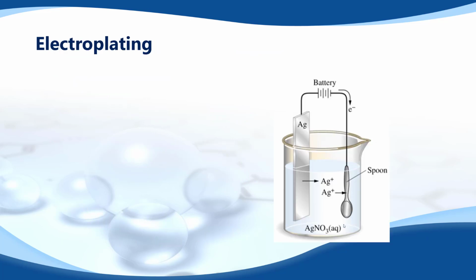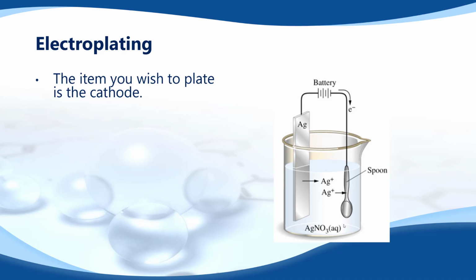Another common use of electrolysis is electroplating. Electroplating is when you add a thin layer of one metal on top of another metal. So here in the diagram, of the two electrodes, one is the metal that we want to plate with, and the other is the object we're trying to plate. They're put inside a saturated solution of the plating metal. In this case, we're putting it in a saturated silver nitrate solution.